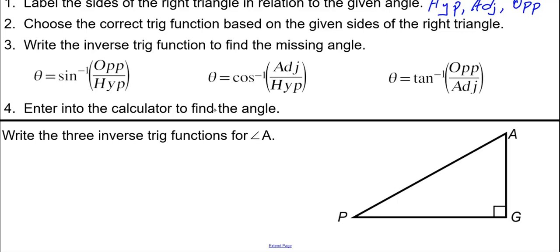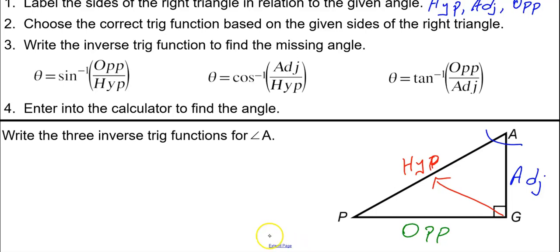Okay, so let's write the three inverse trig functions for angle A. All right, so here's my right triangle. Got a right triangle. Opposite of the right angle is, of course, my hypotenuse. It said angle A. We're going to draw our arc through angle A. That arc always hits hypotenuse and adjacent. And then the leftover sad little side right down here is my opposite side.